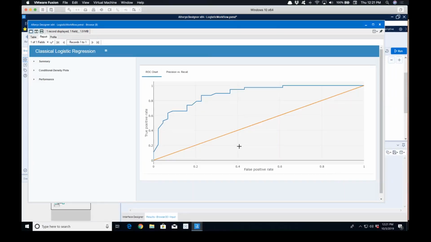And then we've got some performance things in here. I'm not going to talk about these, but the ROC chart is kind of like an area under the curve chart. I'm not going to talk too much about that, other than to say the further we get away from this diagonal line, meaning the steeper this is up in this direction, the better we're doing at modeling our data. Okay, I'm going to leave that alone.